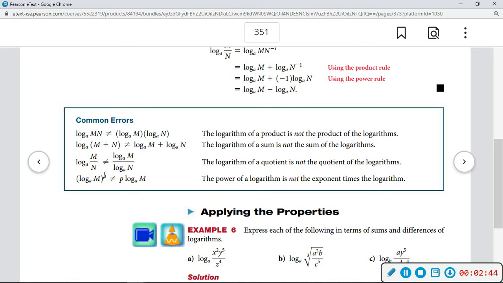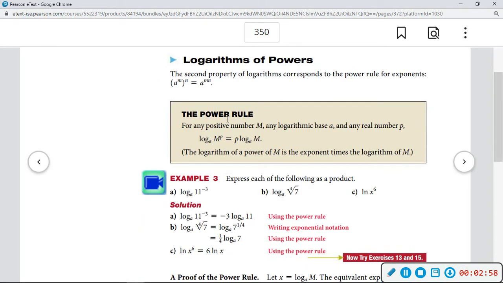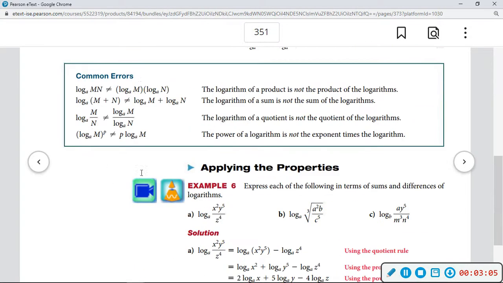And a log with a power on the outside, so the whole thing in parentheses raised to a power, is not the same as the power property that we've been using. Just the power rule is what it's called. So it's not the same as the power rule that we've been using for the problems that we've been working so far. You can find these common errors on page 351 that show you some common mistakes to be careful of.